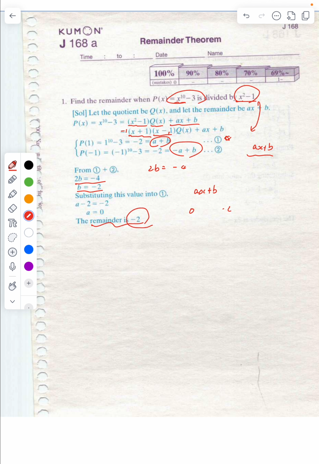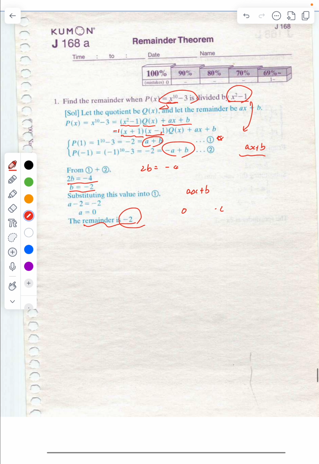So not really hard, as you can see that even though the targeted polynomial has such a big number, looking at x to the power of 10 minus 3. But if you know the rules that we talk about, the degree rule in polynomial division, you have no problem understanding that our remainder is just 1 degree lower.